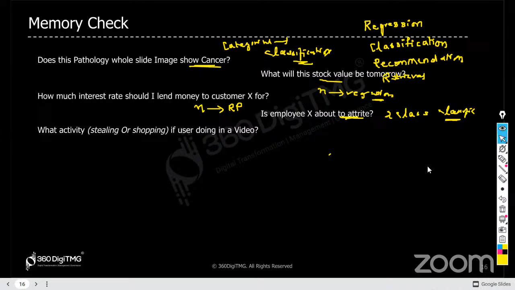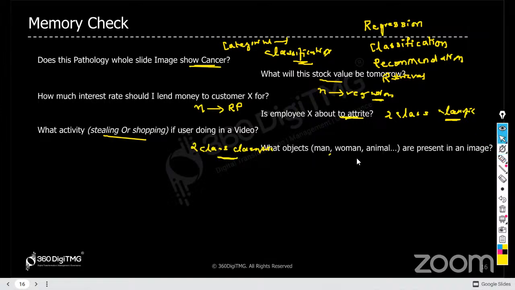And what is the next question? What activity is the user doing in a video? Is he stealing or is he shopping? There are again two classes. This is also a two-class classification problem, because these are categories, not based on numbers. And what else? What objects, man, woman, animal, are present in the image? An image may be anything. So this is multi-class classification. This is not a number. This is category. This is multi-class classification.